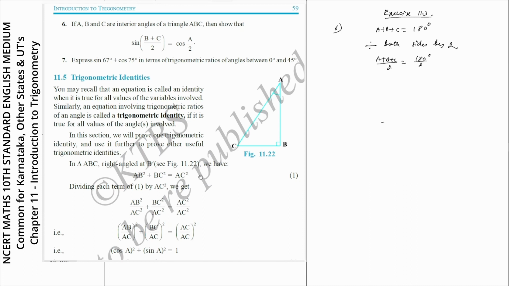So now A plus B plus C by 2 is equal to 90 degree I will get. Now left hand side I can write B plus C by 2 plus A by 2 is equal to 90 degree. Now I will bring this to the right hand side. B plus C by 2 is equal to 90 degree minus A by 2. Now taking sine both sides.